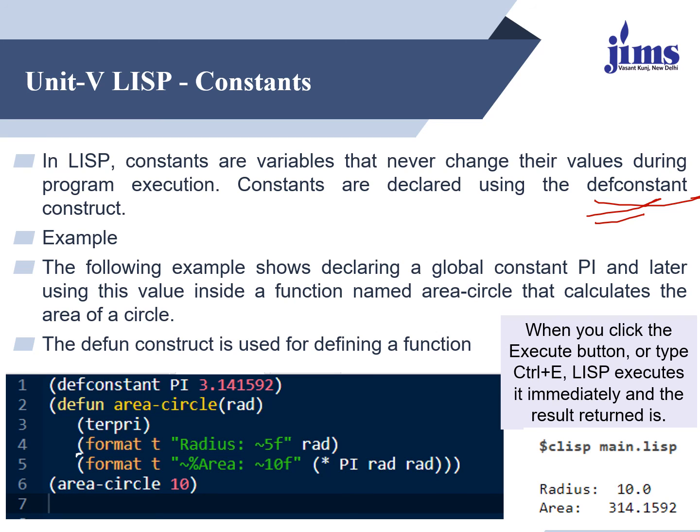The output is radius is 10.0 and the area is, after calculating 3.141592 into 10 into 10, means 100, it will move 4 decimal places ahead and the answer is 314.1592. So this is how we define a constant and use it anywhere, as we have used here in the function.